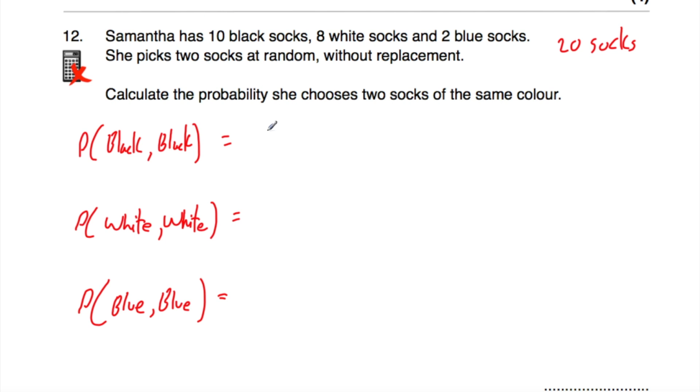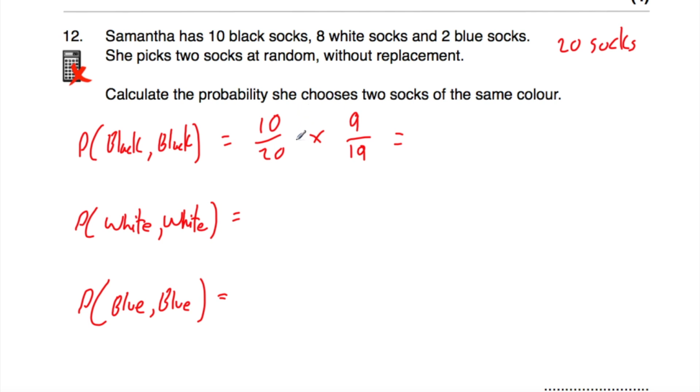So the probability that the first one selected at random would be black would be 10 out of 20, or I suppose 1/2, so 10 20ths. And then the second one being black, well, if 1 black sock's been taken out, there'd be 19 socks left, and there'd be 9 black socks left because obviously one of them's been taken out. So if we do 10 20ths multiplied by 9 19ths, that'll be the probability that 2 socks are black.